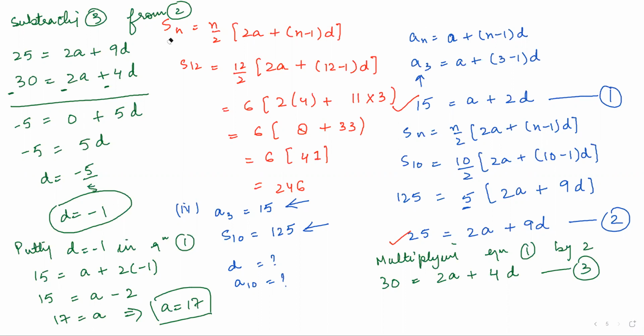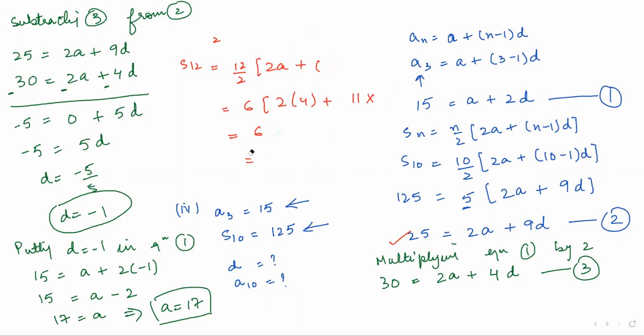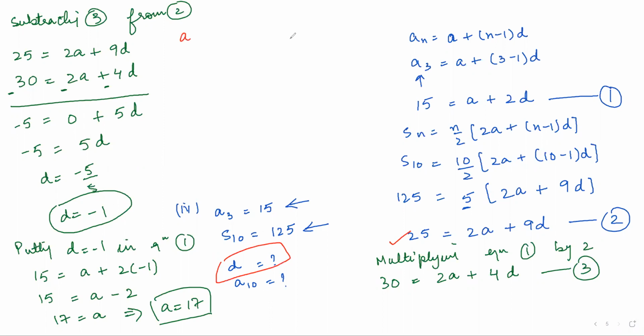Yes, ma'am. Now what you have to find? See in the question. Yes, A10. So d we have got, right? Now A10 is remaining. So this is the formula which is already written. So A10 is equal to a plus 10 minus 1 into d, right? So you put the value of a and d now.